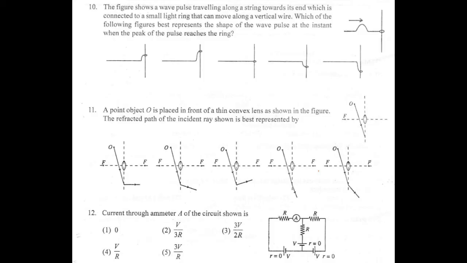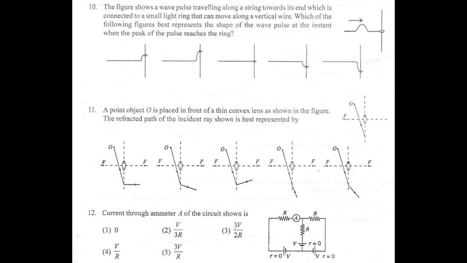The diagram shows a wave pulse traveling along a string towards its end, and that end is connected to a small light ring which can be moved along a vertical wire. And they ask for the best figure which shows the shape of the wave pulse at the instant when the peak of the pulse reaches the ring.